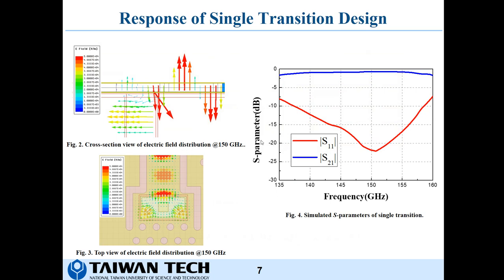Here's the response of the single transition design. Figures 2 and 3 show the electric field distribution at 150 GHz. From the cross-section, we can see that the TE10 mode is transferred from the vertical WR06 section to the horizontal SIW smoothly, and this shows the validation of the design concept. And Figure 4 shows the fractional bandwidth, with S11 less than minus 10 dB, is 14%, and the insertion loss is 0.7 dB at 150 GHz.